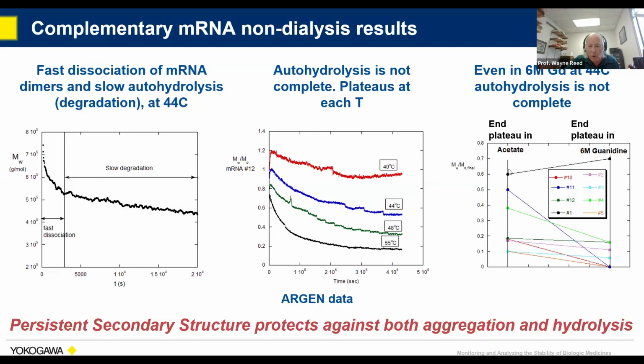So this here shows the results from 8 different mRNAs from these plateaus here at 44 C. So that's right, this one here. And as you can see, of these 8, 3 actually went all the way. So they had weak enough secondary structure that the guanidine took it apart and they hydrolyzed into fragments, nucleobase fragments.